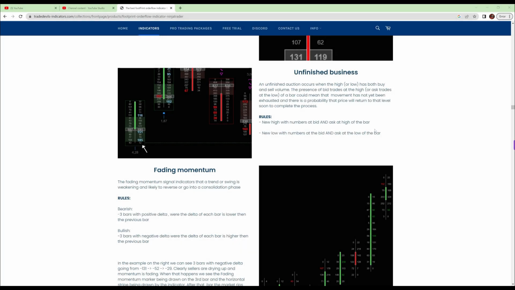The unfinished business. So this is an unfinished auction, when we have a high or a low that has both buy and sell volume at that level. You see here's a low where we have both bid and ask at that level. So the rules are very straightforward: a new high with numbers at the bid and the ask, or a new low, same thing, numbers at the bid and the ask. So let's go look here on a chart.